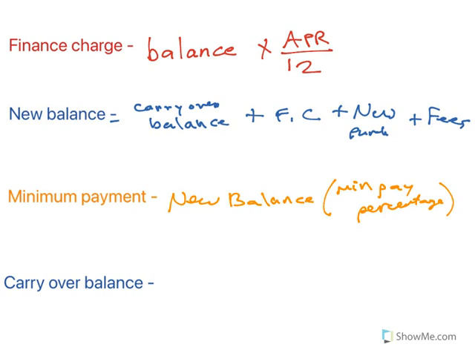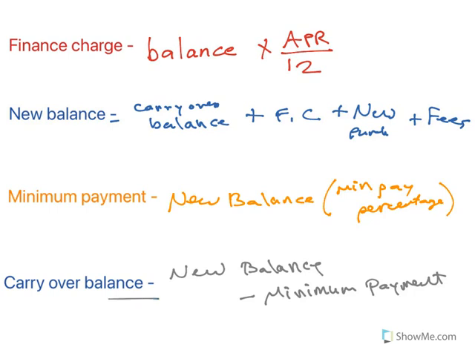The carryover balance. So to find the next month, like how much do I still owe the next month, we would take that new balance from up top and subtract the minimum payment. So the new balance is everything that you owe now. And then if you subtract the payment that you made, that's how much you still owe the next month.